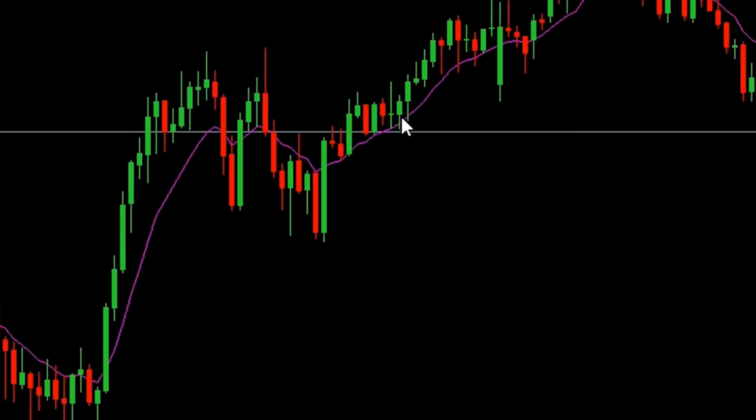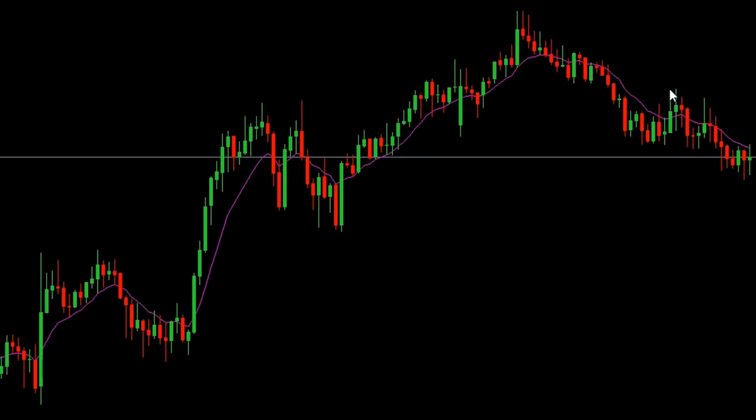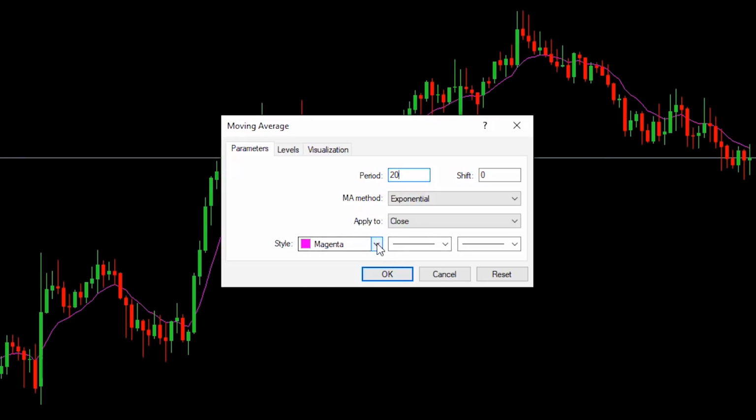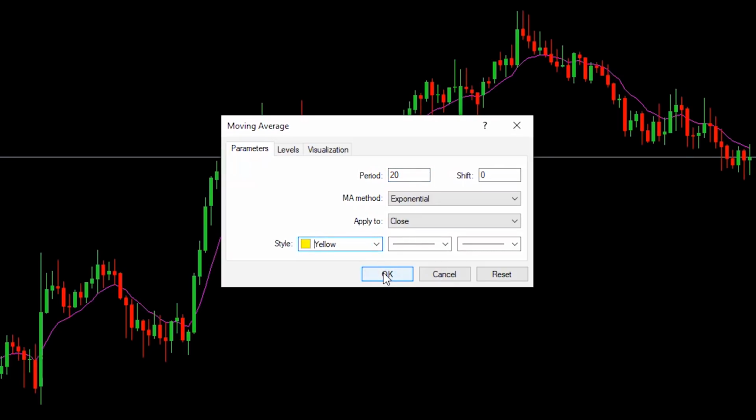Now you can see it moves pretty much with the price. It's basically hugging the price because the average is worked out just over the last 10 candles. So this would be a fast moving average. Now let's put in a medium moving average. So we'll make that 20, and let's colour that, say, yellow or something like that.